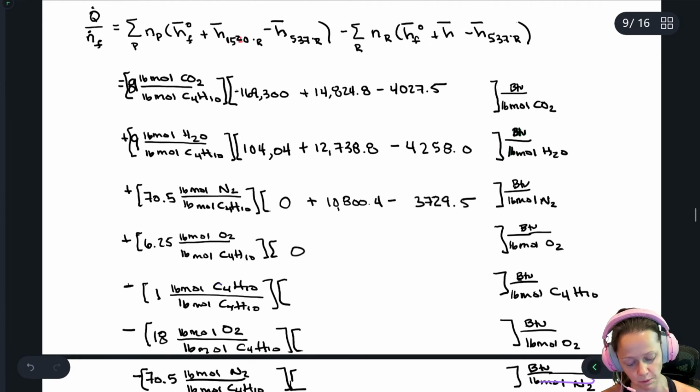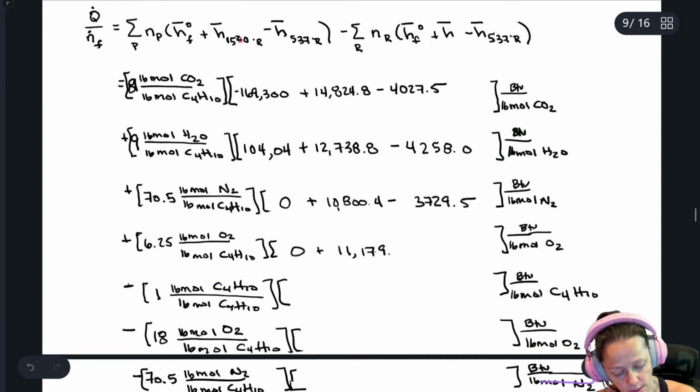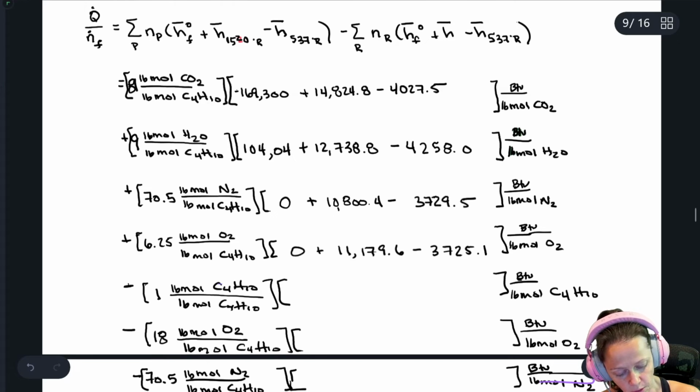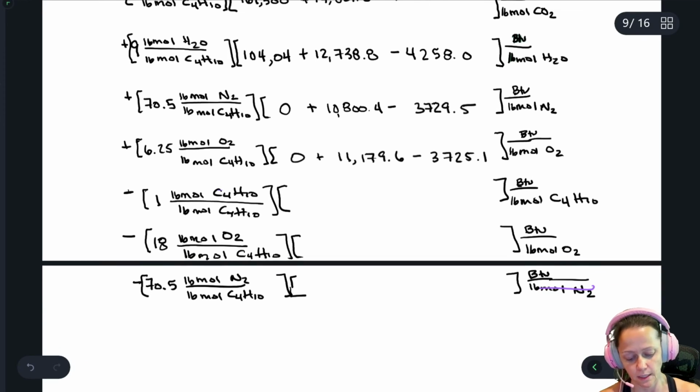All right, on to oxygen. Oxygen also has an enthalpy of formation of 0 BTU per pound mole. Enthalpy of oxygen at 1520 degrees Rankine ends up being 11,179.6, and at standard reference state at 537 degrees Rankine, it ends up having 3725.1.